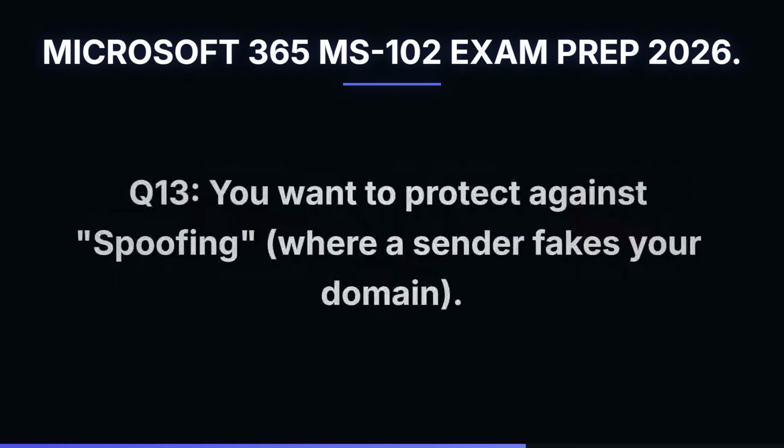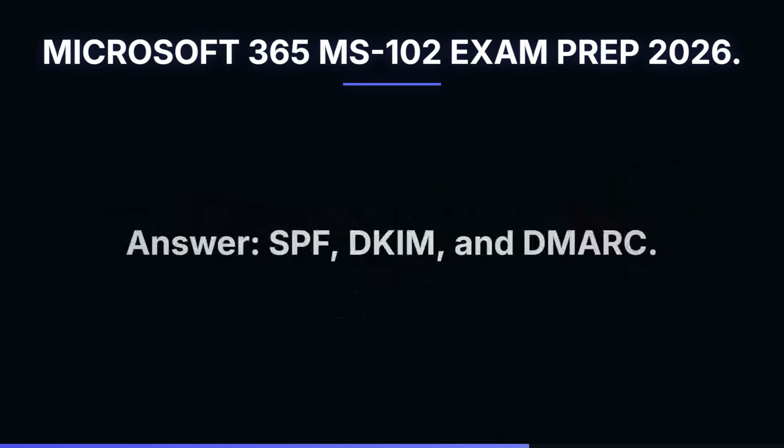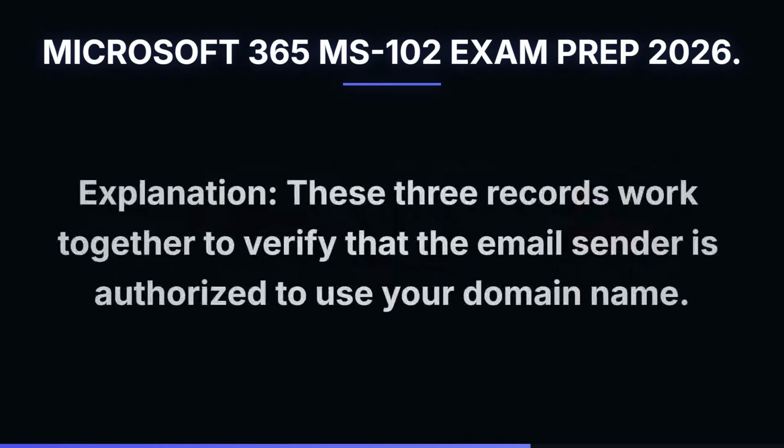Q13. You want to protect against spoofing, where a sender fakes your domain. What DNS records help with this? Answer: SPF, DKIM, and DMARC. Explanation: these three records work together to verify that the email sender is authorized to use your domain name.